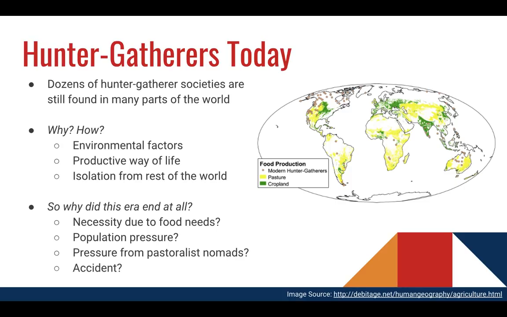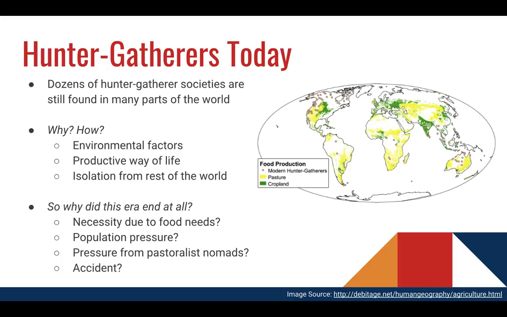But then we might look at the flip side. If the hunter-gatherer life was so good, and we had so much leisure time, why did the era end at all? And that might have been from necessity due to food needs. It could have been population pressure that reduced territories for hunting and gathering, forcing people to learn to farm to produce enough food for their clans.